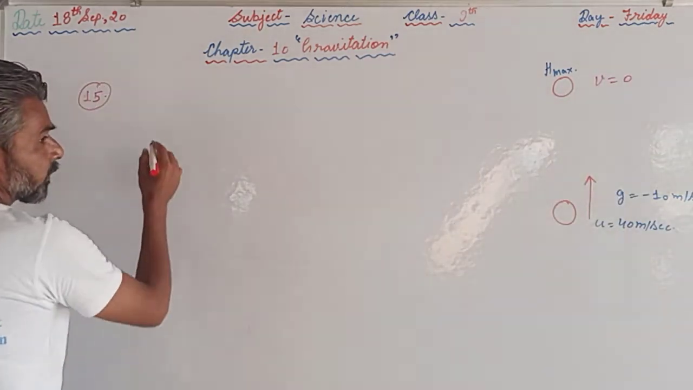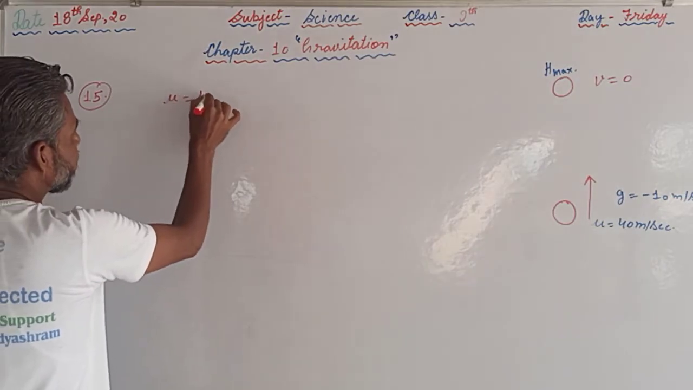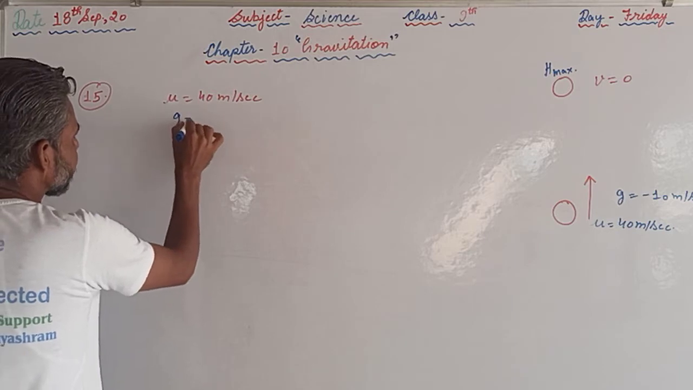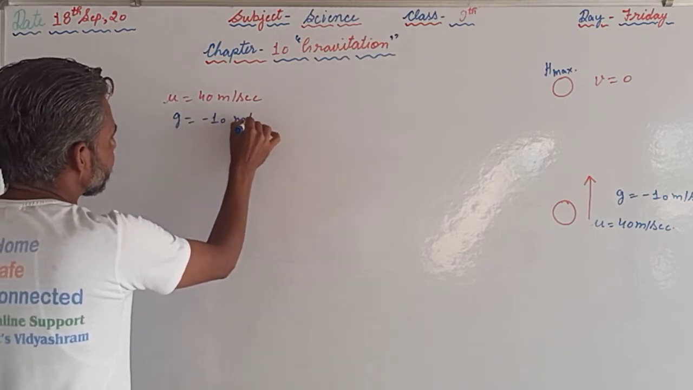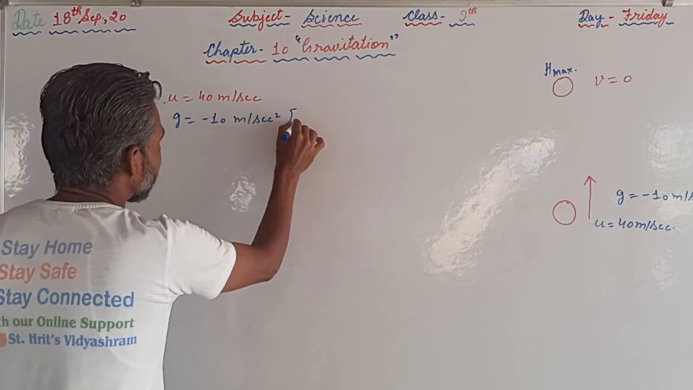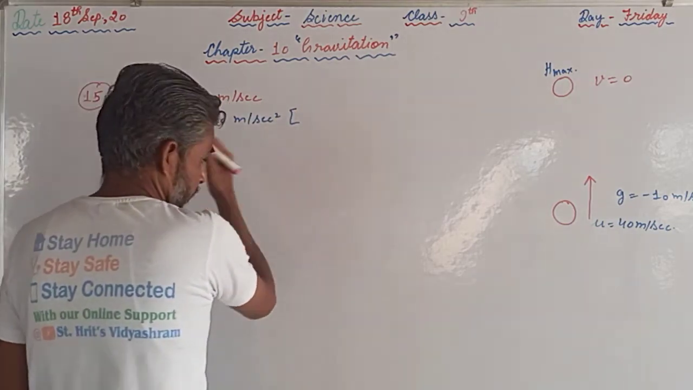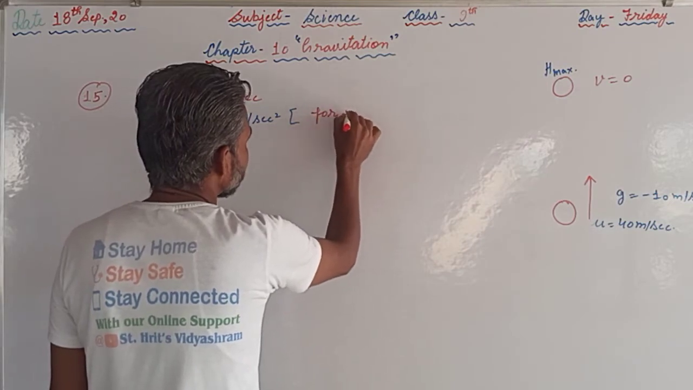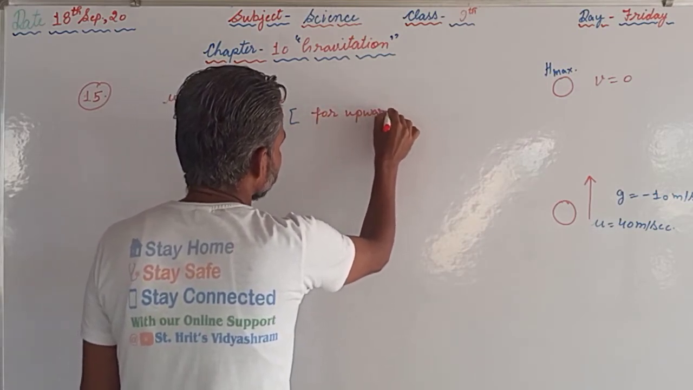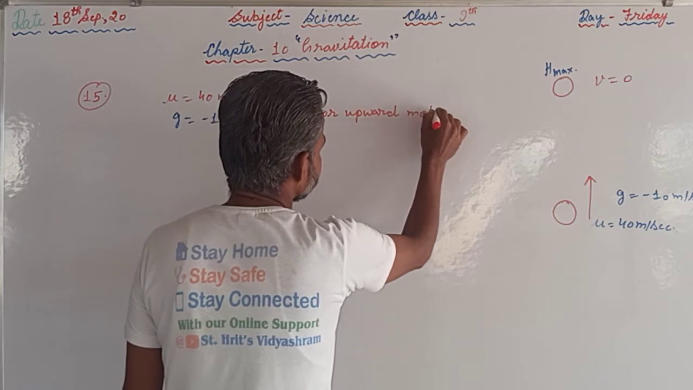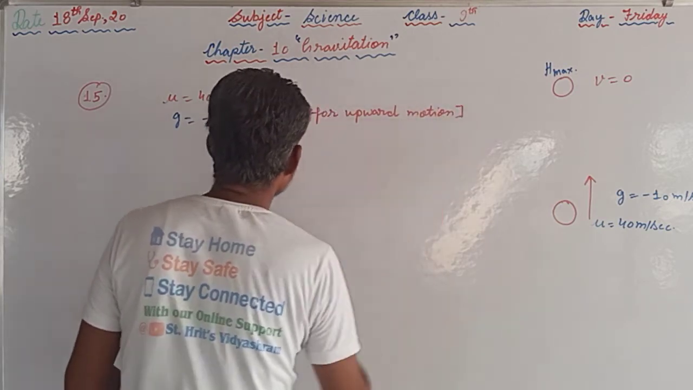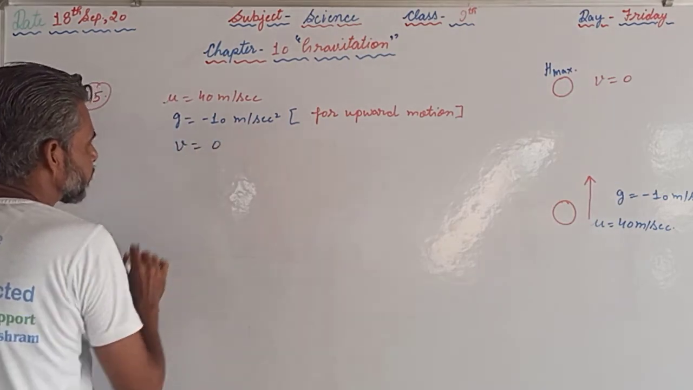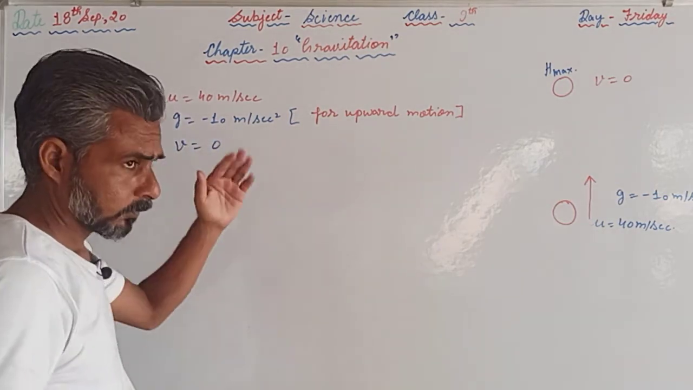So here what is given is u equals 40 meter per second, the value of g is minus 10 meter per second square. Why this is negative, we will mention the reason for that. For upward motion, we are supposed to take the value of g negative, and at maximum height the v will be 0. We have to find h.